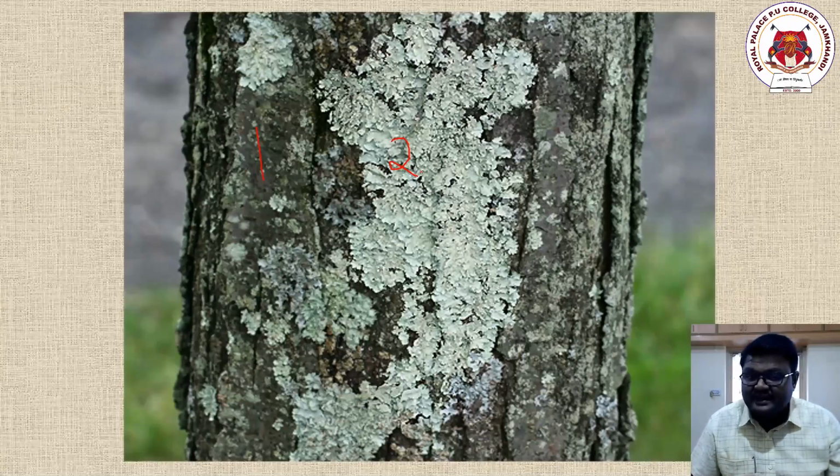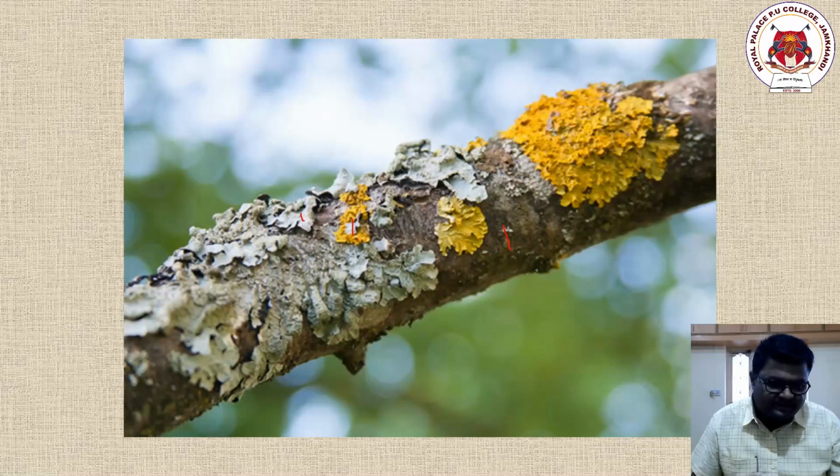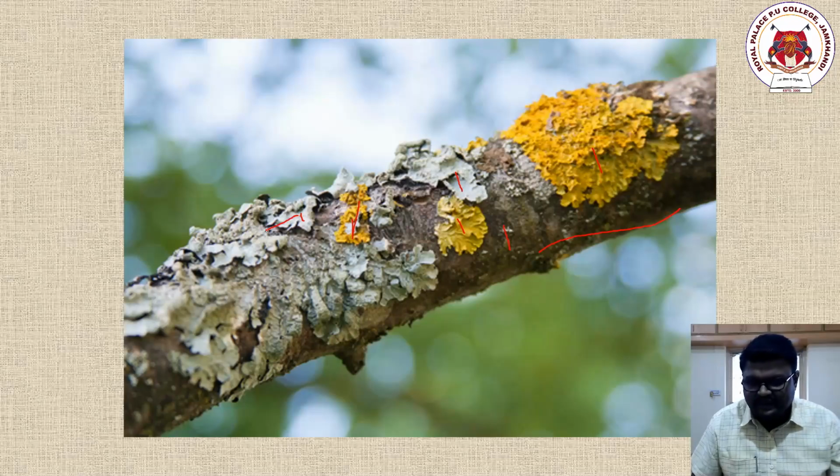Coming to the next word. See, this is one organism and this is another organism. This organism is a plant. This is very easy, understandable. This is a plant. But this one is different. This one, this one, this one, this one, all these are lichens.